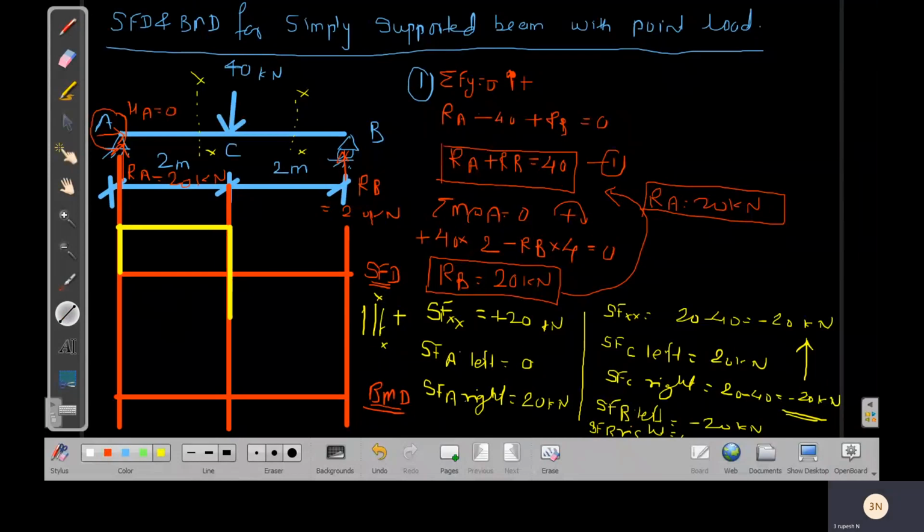So it comes out to minus 20, and it is constant toward the B point, and this is the diagram. Okay, so this is your positive, this is your negative. Then this value is your 20, this value is your 20, this is 20, this is 20. And see, if you add these two values, 20 plus 20, this comes out to be 40. So these values are right. Okay, so this is your shear force diagram.